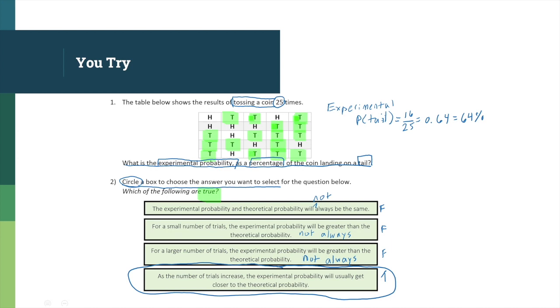And then last but not least, as the number of trials increase, the experimental probability will usually get closer to the theoretical probability. Was that the one that you had as true? That is correct. And that again is our law of large numbers. How did you do?